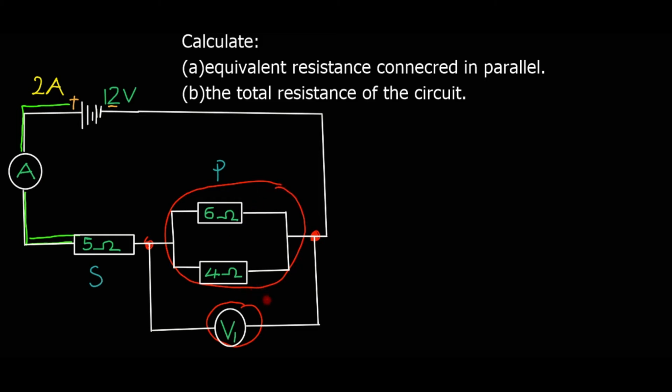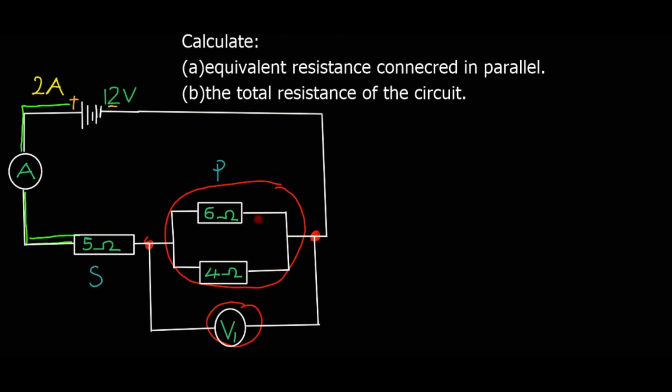This voltmeter tells us what voltage these two resistors have. Remember this voltage is 12 volts, so it is shared across these resistors, so we can know the voltage of these two resistors in parallel using this voltmeter. So now we have interpreted our diagram.